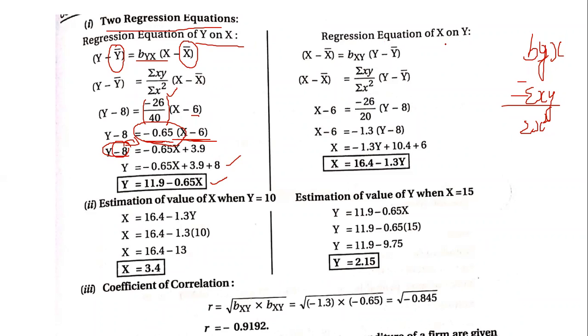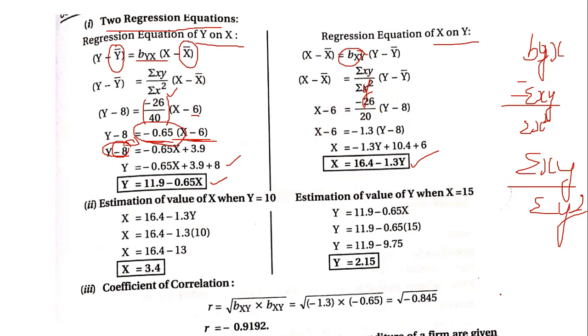Now on the other side, regression equation of x on y, first the equation will be x minus x bar is equal to bxy into y minus y bar. So in the place of bxy, we will write the formula sigma xy by sigma y square. This is y square, not x square. So sigma xy by sigma y square into y minus y bar. So x minus 6 is equal to minus 26 by 20 into y minus 8. Again do the simplification here and your final equation will be 16.4 minus 1.3y.